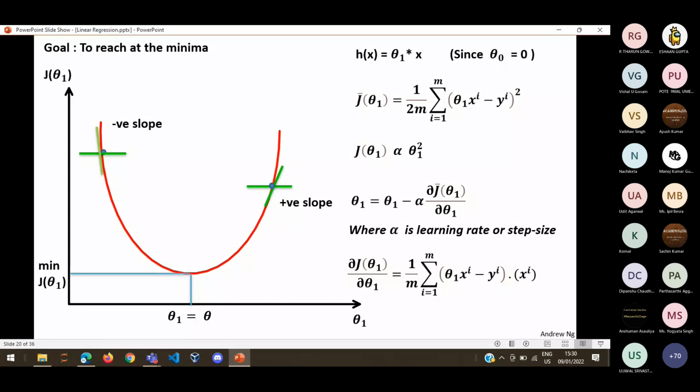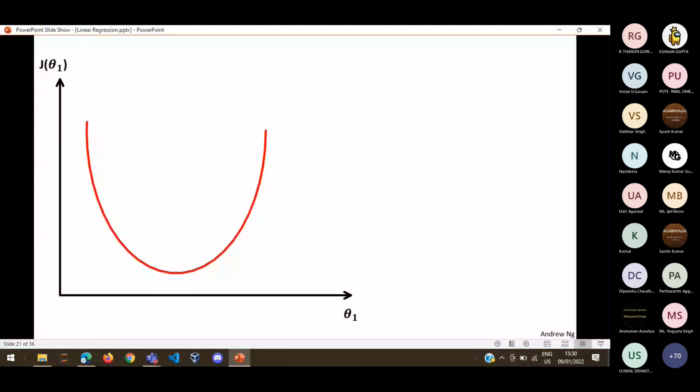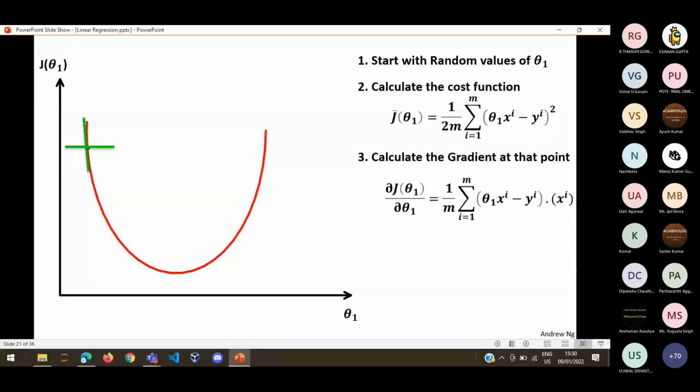We have some idea about this algorithm, so let's understand the working in some points. We are going to start with some random value of theta 1, okay, and then calculate the cost function at that point. And based on the cost function, you're going to calculate the gradient at that point. It will tell you in which direction you should move in order to search for the minima, right? And here the gradient is negative, right? So this will update the value of theta 1 with respect to this equation. Okay, so your theta 1 will increase and will shift to this point.